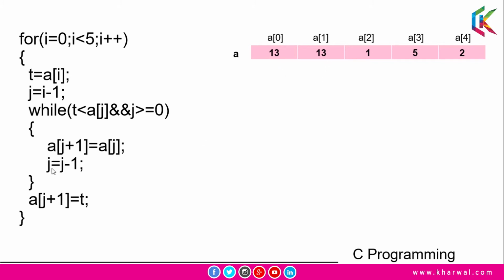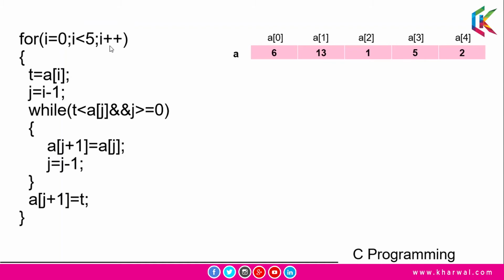After that, the value of j is decremented by 1, so the value of j will be minus 1. Now it will again check this condition, and this time the condition will be false. So control will come out of this while loop and execute this statement: A[j + 1] = t. The value of j is minus 1, so the index will be 0. The value of t, that is 6, will be assigned to A[0]. So the array will be like this: 6, 13, 1, 5 and 2. After that, i++ will be executed.